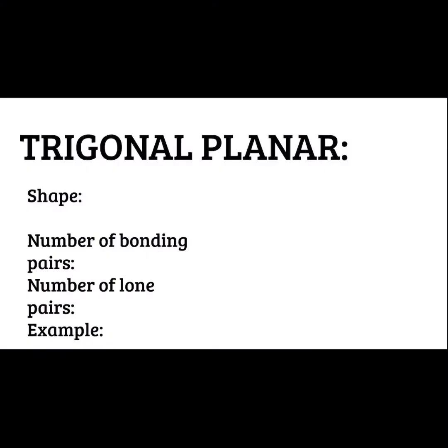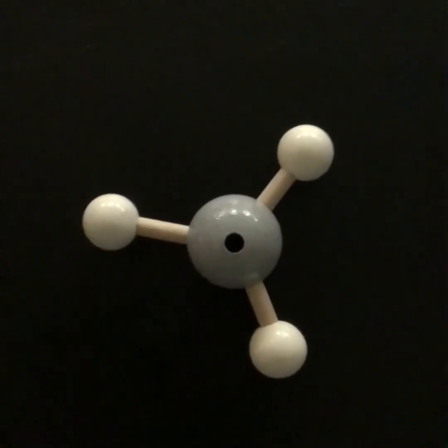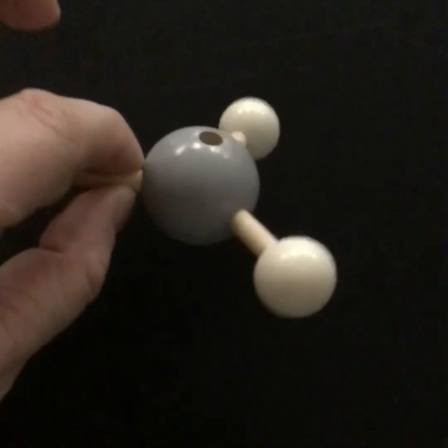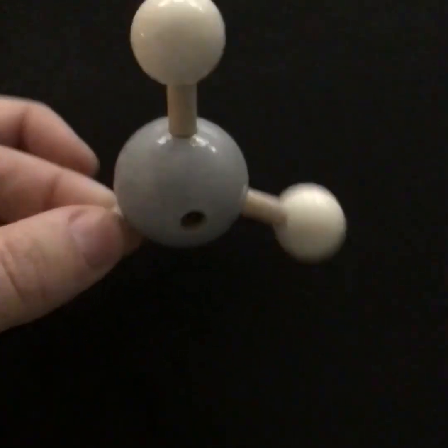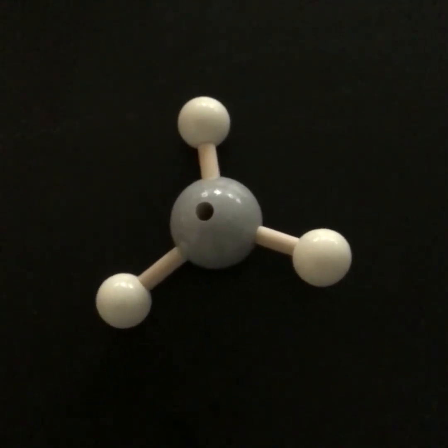Next I have trigonal planar. It is a flat triangle. There's going to be 3 bonding pairs, 0 lone pairs. An example would be boron trifluoride. So it would look something like this. If I'm measuring from fluoride to fluoride, it would be about 120 degrees. So it would be good to go ahead and write that on your sketch as well. This is an example of a trigonal planar geometry. So all of these white elements are in the same plane. The angle between the 2 bonds would be about 120 degrees.